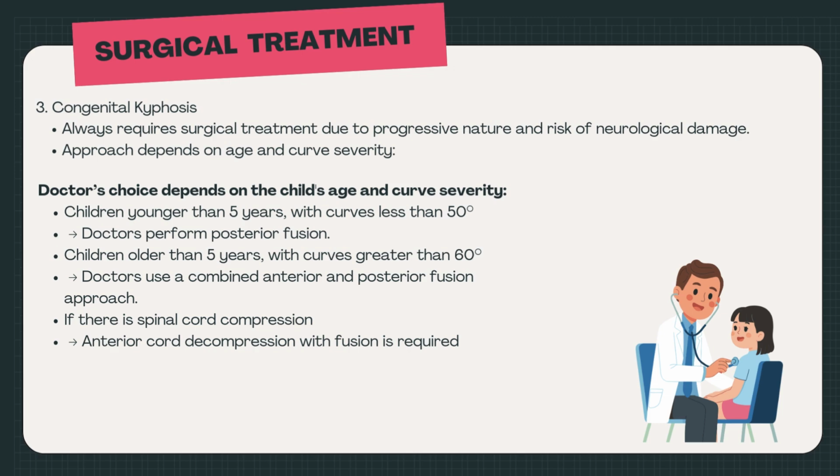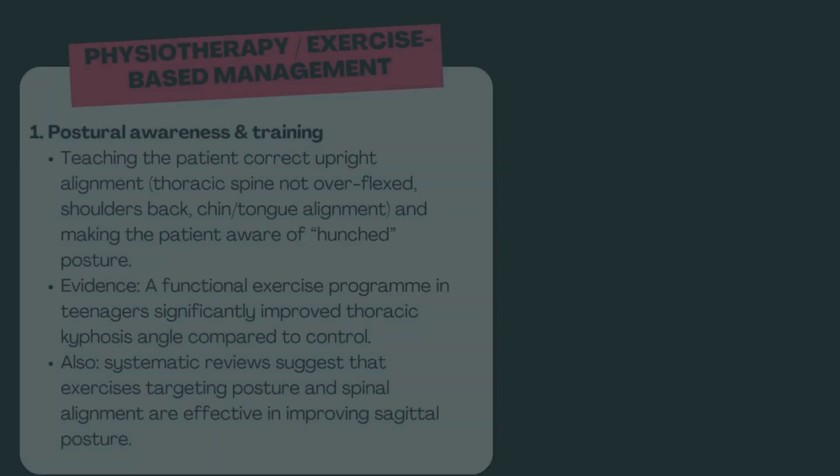The doctor's choice depends on the child's age and curve severity. Children younger than 5 years, with curves less than 50 degrees, doctors perform posterior fusion. Children older than 5 years, with curves greater than 60 degrees, doctors use a combined anterior and posterior fusion approach. If there is spinal cord compression, anterior cord decompression with fusion is required.